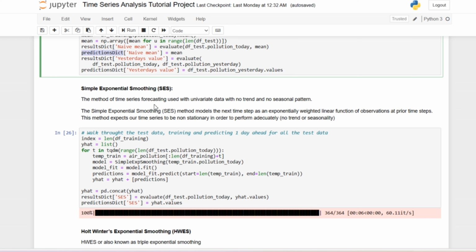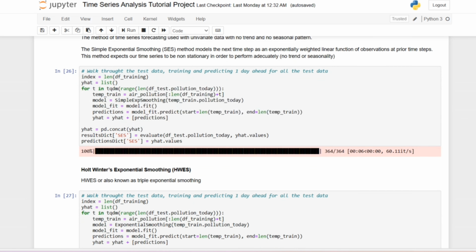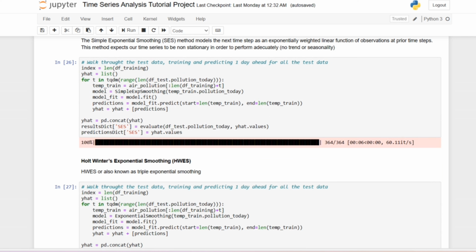You basically assume that you don't have trend in your data, no seasonal pattern. Then this is the first and foremost method that can be used to model your next time step. Like I said, you can find that in this data set I have already provided the code. The code basically is straightforward.